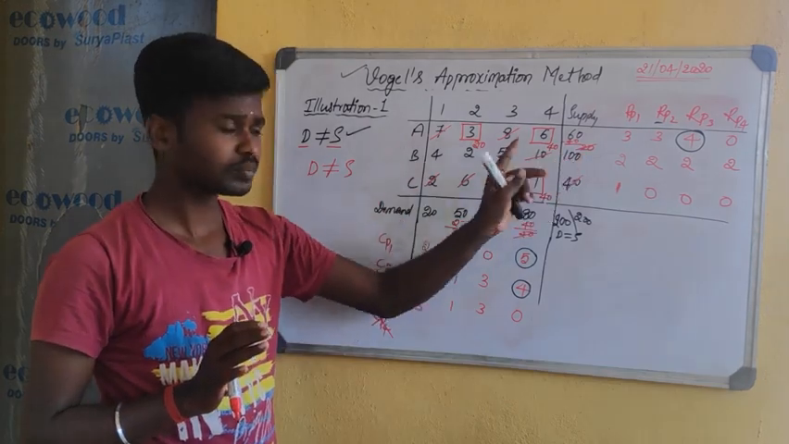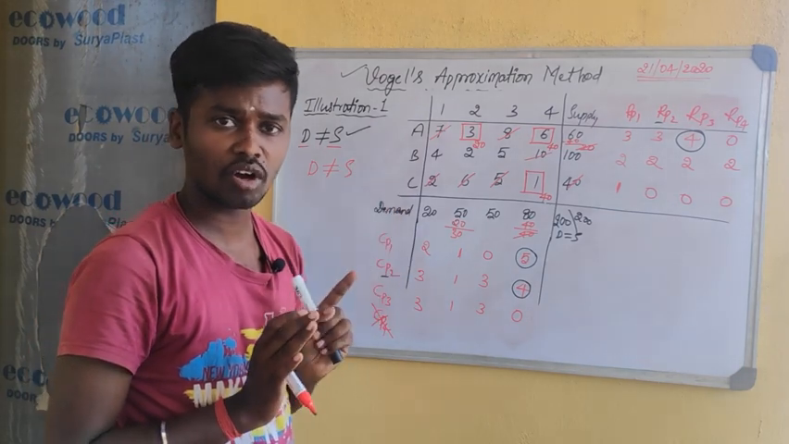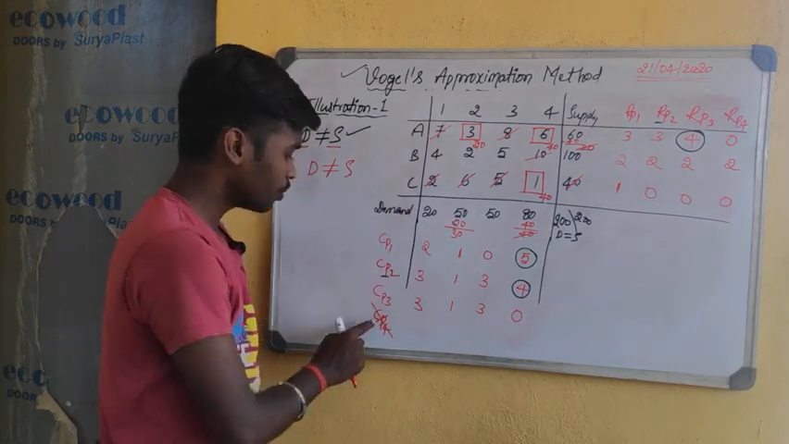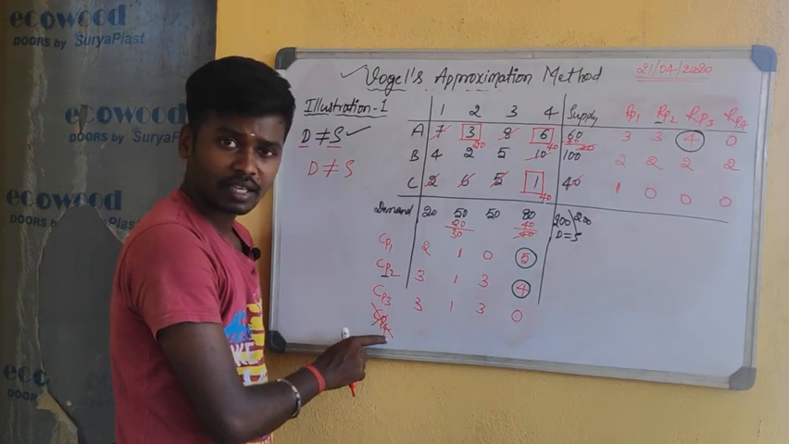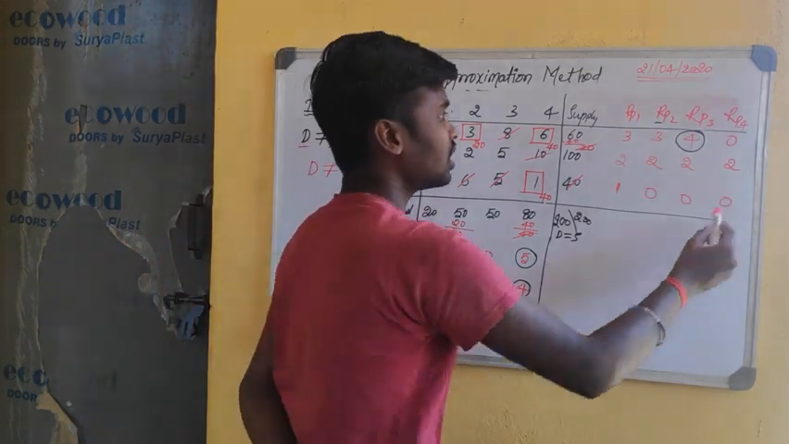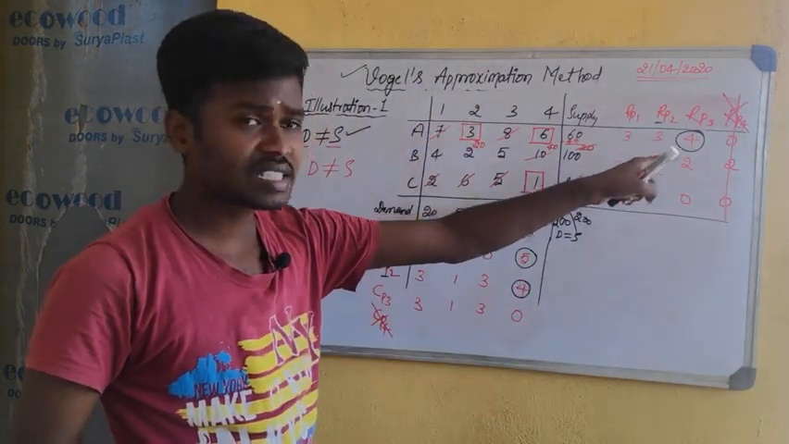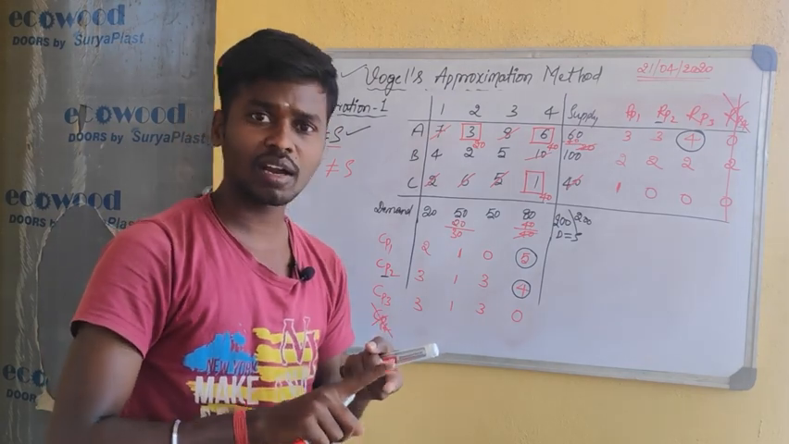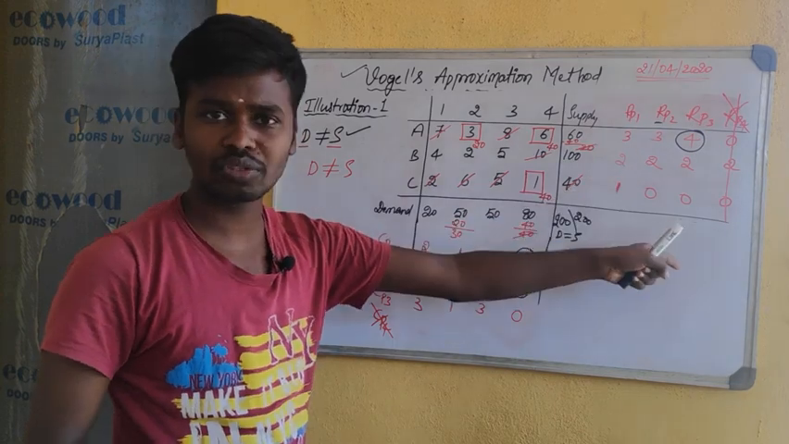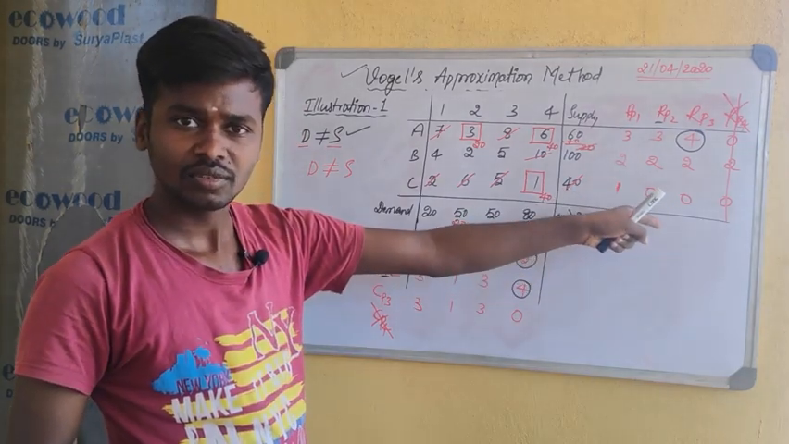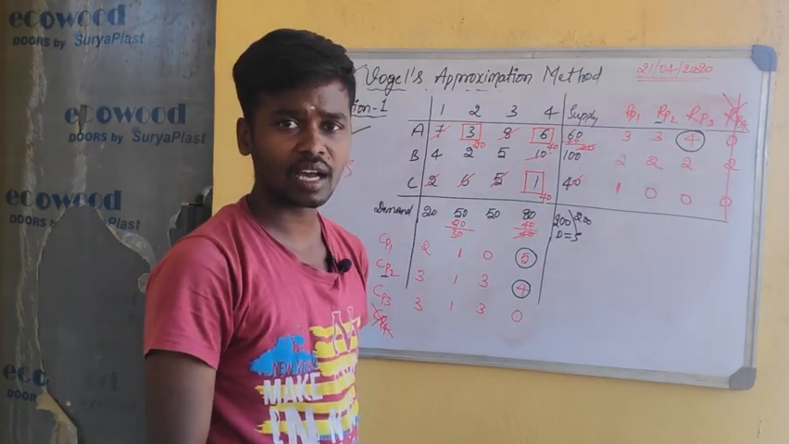Until this step, you must calculate the row penalties and column penalties. Because the column penalty is not calculated, you need not consider this row penalty, because in order to select the highest penalty, we need both column penalty and row penalty. Is it or not? Without the column penalty, how are you going to select? No, right? Hence you ignore the row penalty also.